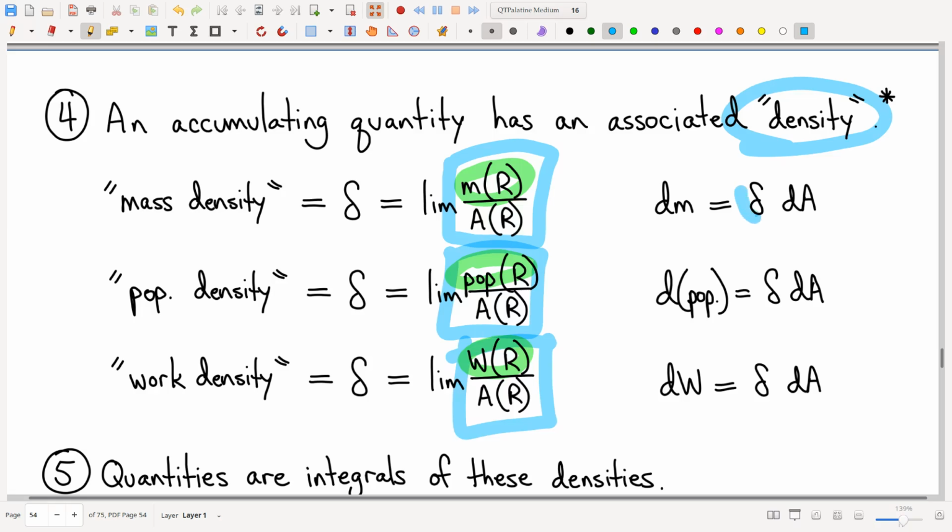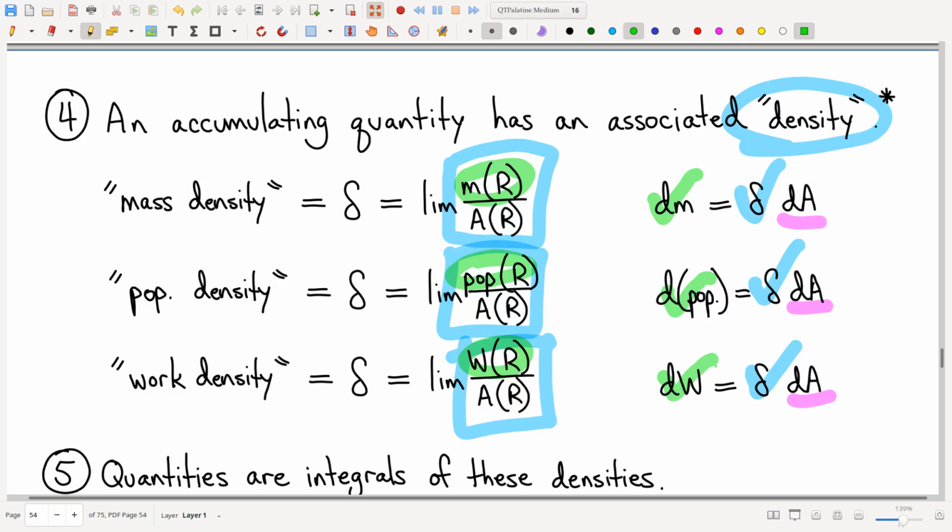Because stuff per unit area, you can multiply by area to get stuff. And we've talked about that on previous occasions. One of the first things we did with accumulating quantities is to say, for example, with mass, if I want to know how to compute mass, how much mass is there in a given little sub-rectangle of a region? Well, mass is mass per unit area.